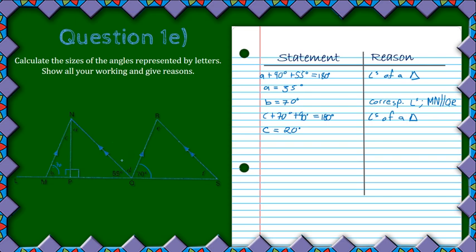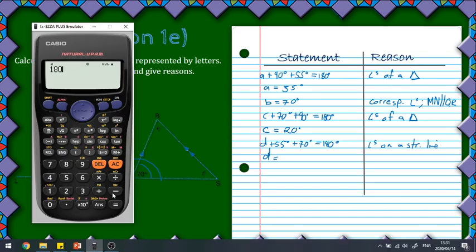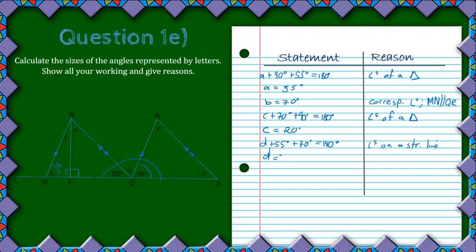All right, so D lies on a straight line with two other known angles. So they will all add up to 180. So I have D plus 55 degrees plus 70 degrees is equal to 180 degrees. So this is angles on a straight line. And solving for D, we say that 180 minus 70 minus 55 is equal to 55. So this is then 55 degrees.